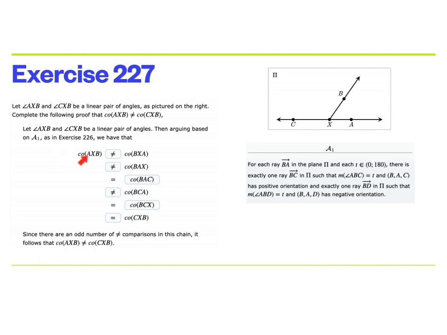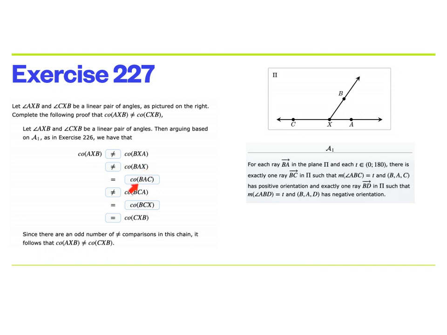So we're going to start with the circular orientation of AXB. AXB, you can see, has a negative circular orientation, and that's not equal to BXA when I reverse it. Then further, this is not equal to BAX. BAX is not the same as BXA. BXA is counterclockwise or has a positive circular orientation, while BAX is clockwise, which would have a negative circular orientation.